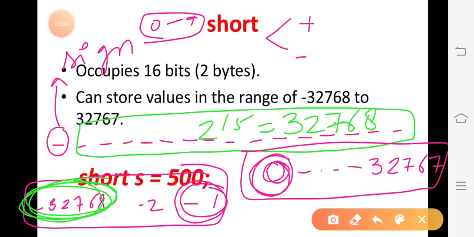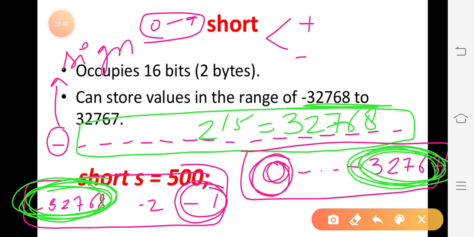-32768 to plus 32767. If you combine it, you will get this as the answer. And here it is -32768 to plus 32767, right? And if you add up the numbers, you will get 65536 numbers. Okay. So in this way, you will calculate the range. So this is only for 2 bytes.